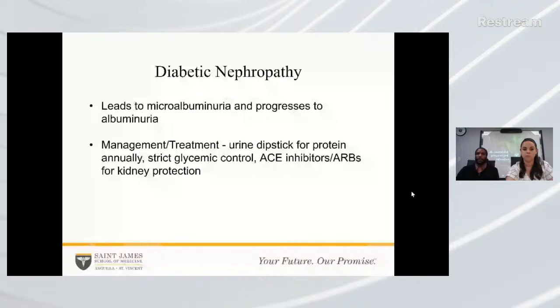So one of the things that you want to do for all diabetic patients, especially in the US, because like I said, it is the most common cause of renal failure in the US.